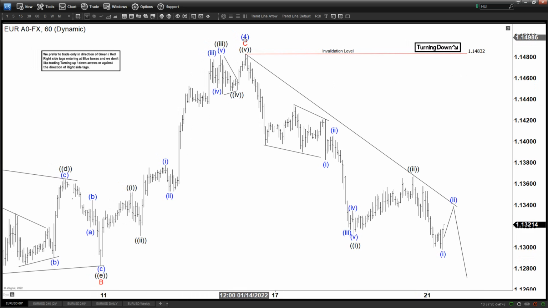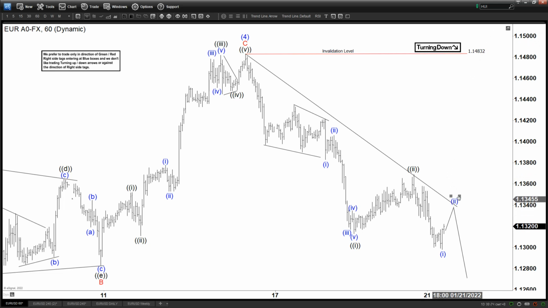We ended wave 4 in the intermediate degree at 1.148. And the subdivision is an ABC, as you can see in the minor degree in red. The B is a triangle, and we can see the D and E in partial view here, and then the C is in five waves up here. Now we have started to see the next leg down, and we are looking for the downside as long as we stay below 1.148.